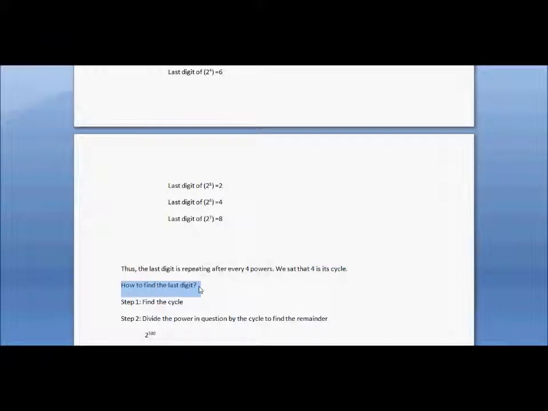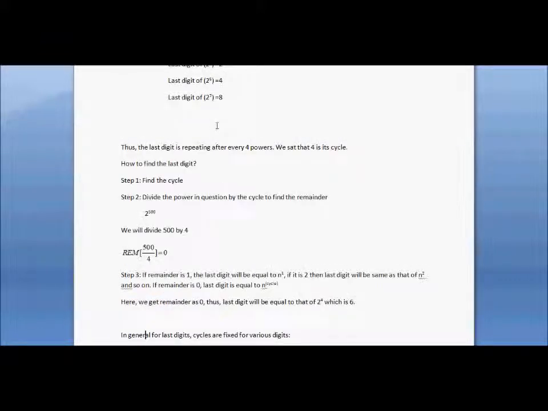Now how to find the last digit? Step 1 is to find the cycle of each number. So here we are finding the cycle of 2. Similarly, we will find the cycle of 3 or 4 or 5 or so on. Now we know that the cycle is 4. Step 2: divide the power which is given in the question by the cycle to find the remainder. So we would divide this 500 by 4, and what do we get as remainder? We get 0 as remainder, right?